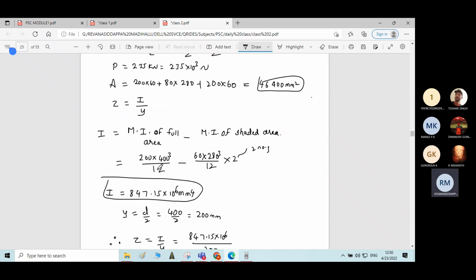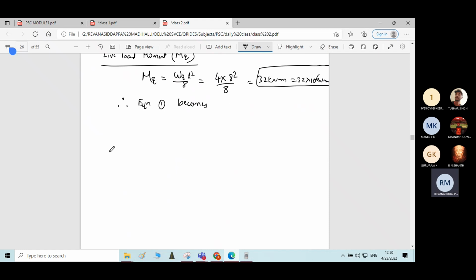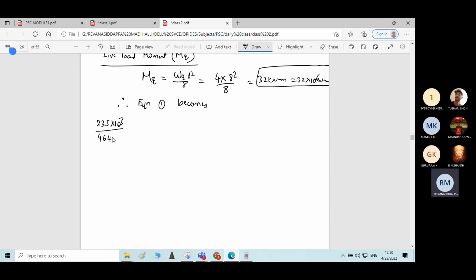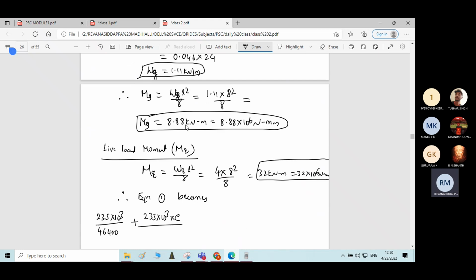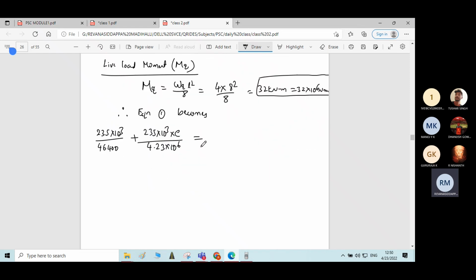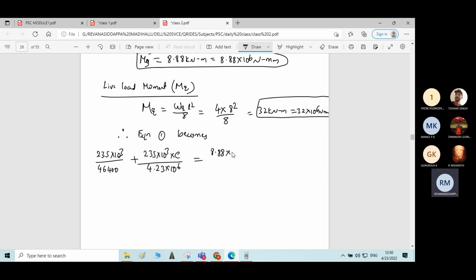first one is P by A. P is given as 235 kilonewton, 235 into 10 power 3, divided by cross sectional area 46,400, then plus PE by Z. PE by Z is 235 into 10 power 3 into e divided by Z, which is 4.23 into 10 power 6, is equal to Mg by Z. Mg is 8.88 into 10 power 6 divided by 4.23 into 10 power 6, plus Mq by Z, 32 into 10 power 6 divided by 4.23 into 10 power 6.